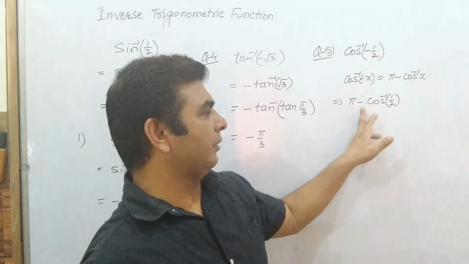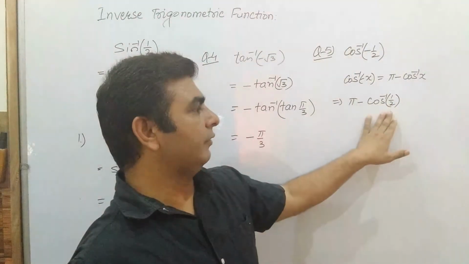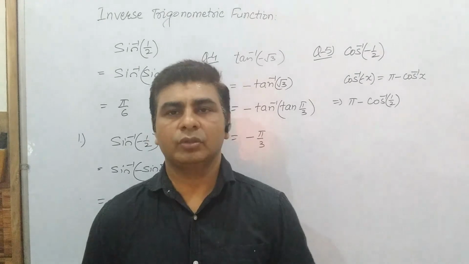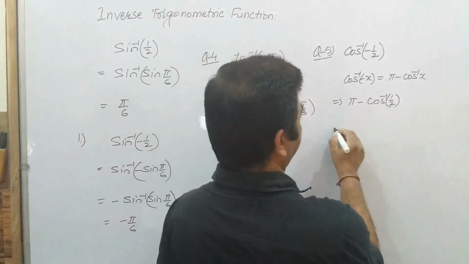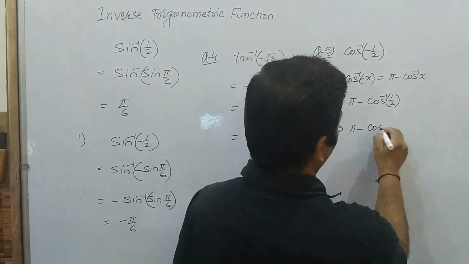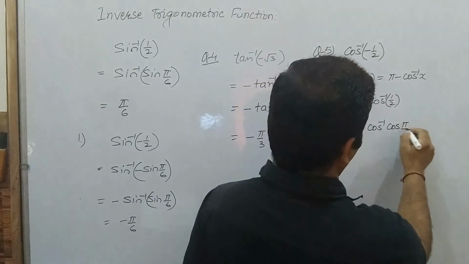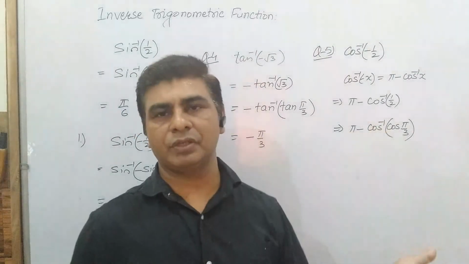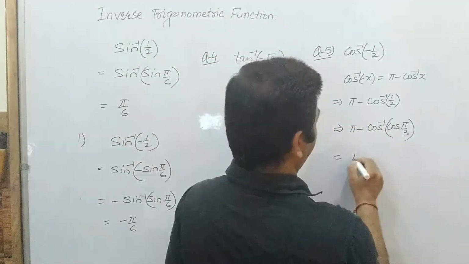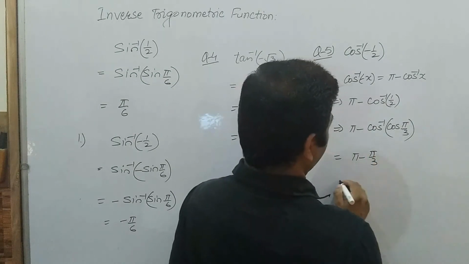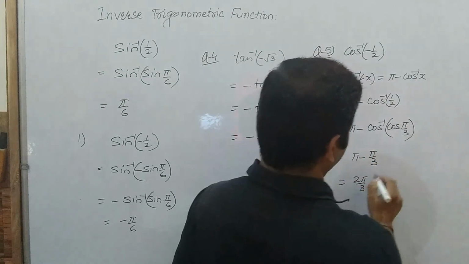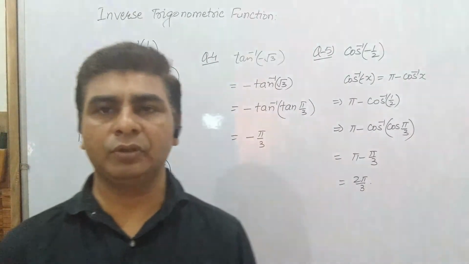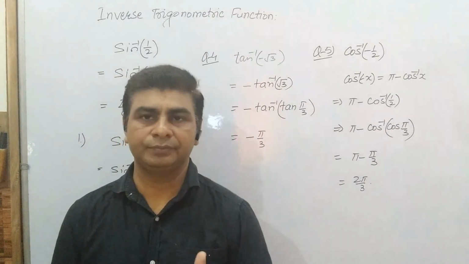So this can be written as pi minus cos inverse 1 by 2, and the value of 1 by 2 in the cosine table is cos 60. So 1 by 2 can be replaced by cos 60, that is pi by 3. Again we can apply the formula cos inverse cos x is always equal to x. So this is pi minus pi by 3, which is given by 2 pi by 3. So this is question number 5 from your NCERT book, exercise 2.1.